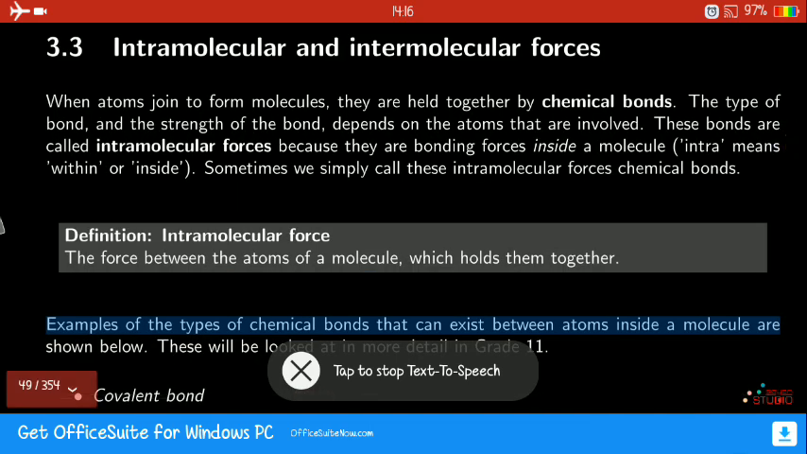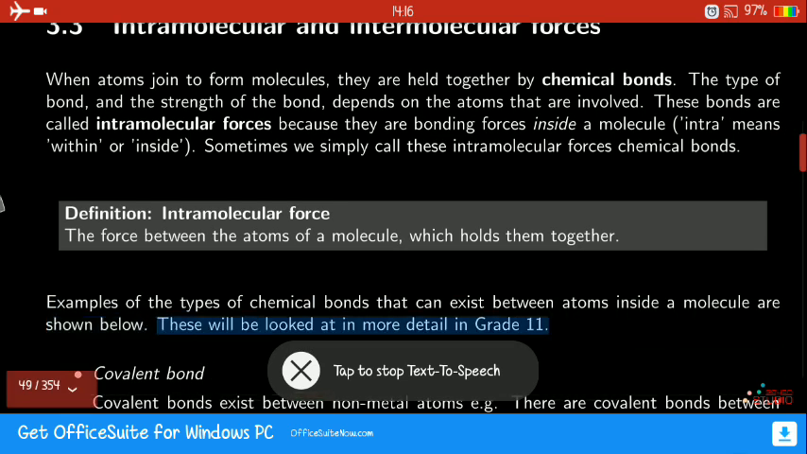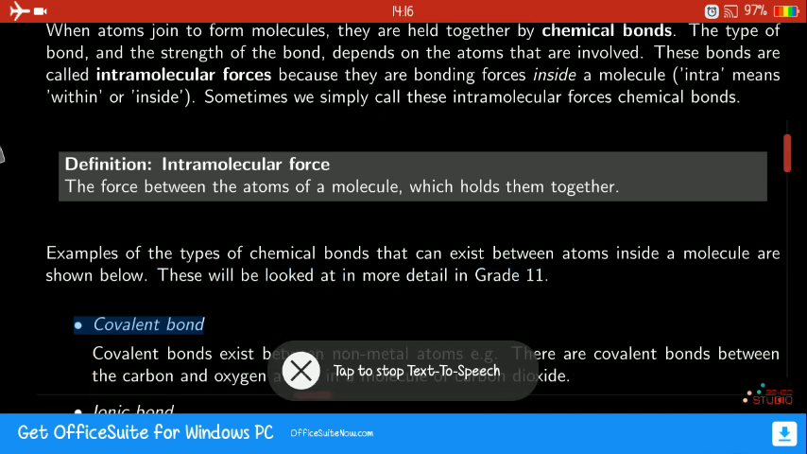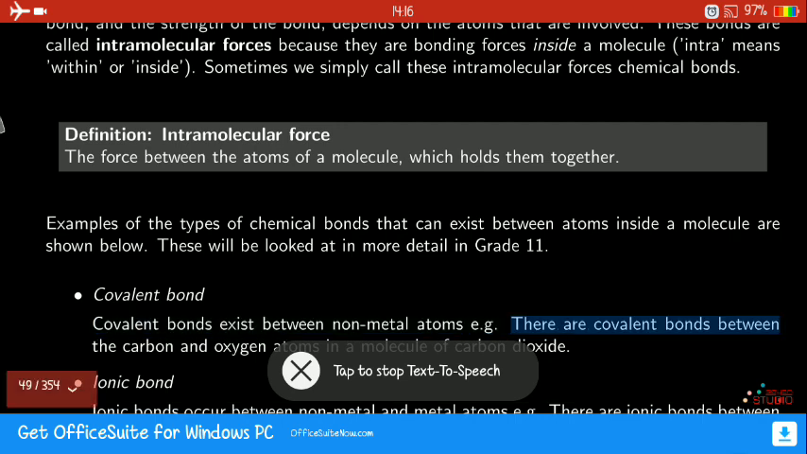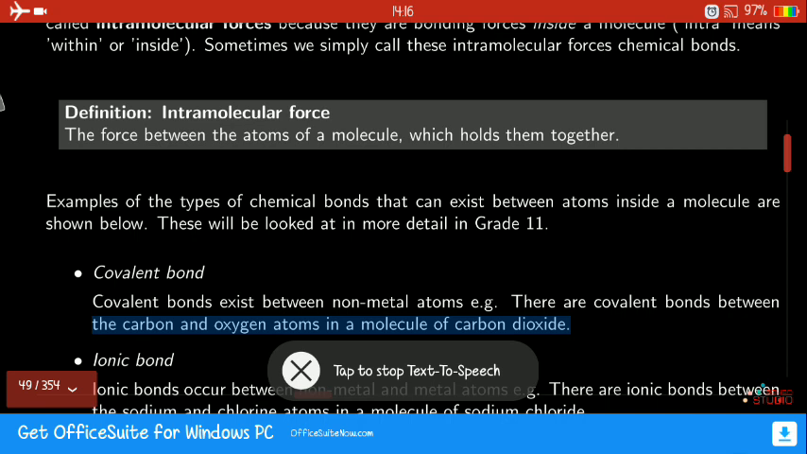Examples of the types of chemical bonds that can exist between atoms inside a molecule are shown below. These will be looked at in more detail in Grade 11. Covalent bond: covalent bonds exist between non-metal atoms, e.g. there are covalent bonds between the carbon and oxygen atoms in a molecule of carbon dioxide.